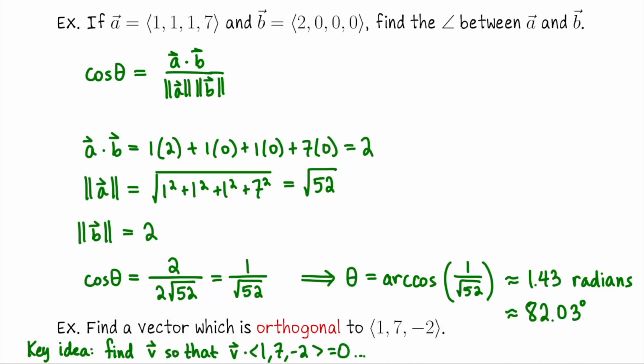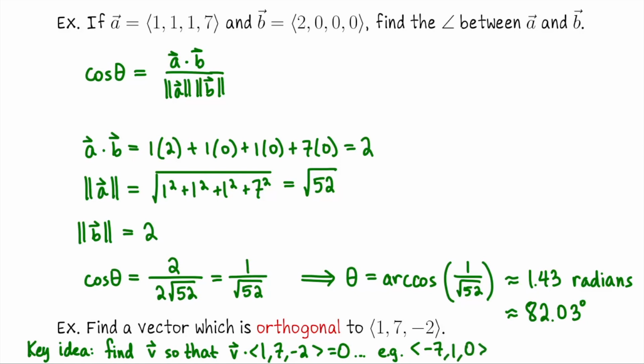Now you could write down an equation with 3 unknowns here, but let's make our lives easy. What I recommend doing is taking 2 of the coordinates, switching them and negating 1, and then zeroing out the third coordinate. It's going to be easier to understand once I write it down. So for example, I could write negative 7, 1, 0.